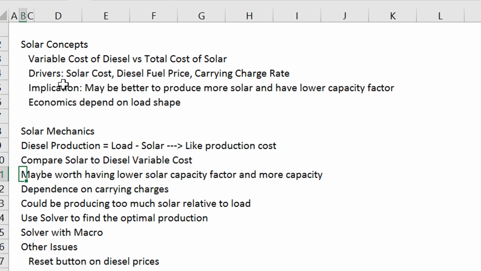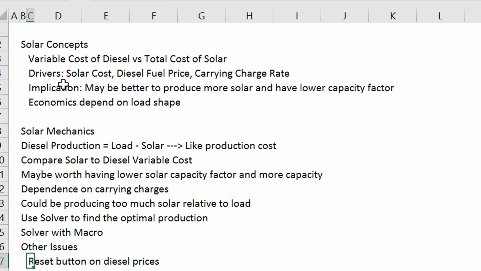And I just said it might be worth having more solar capacity if you've got a really low solar cost compared to diesel cost. It might be worth putting extra solar panels in, more than you actually can use on the sunniest day. And I'm going to show you just how much it depends on carrying charges. And I'm also going to show you how much solar you should really put in. And in order to do that, we'll use the Solver tool in Excel. And I'll show you a couple of other issues, how to reset some solar prices.